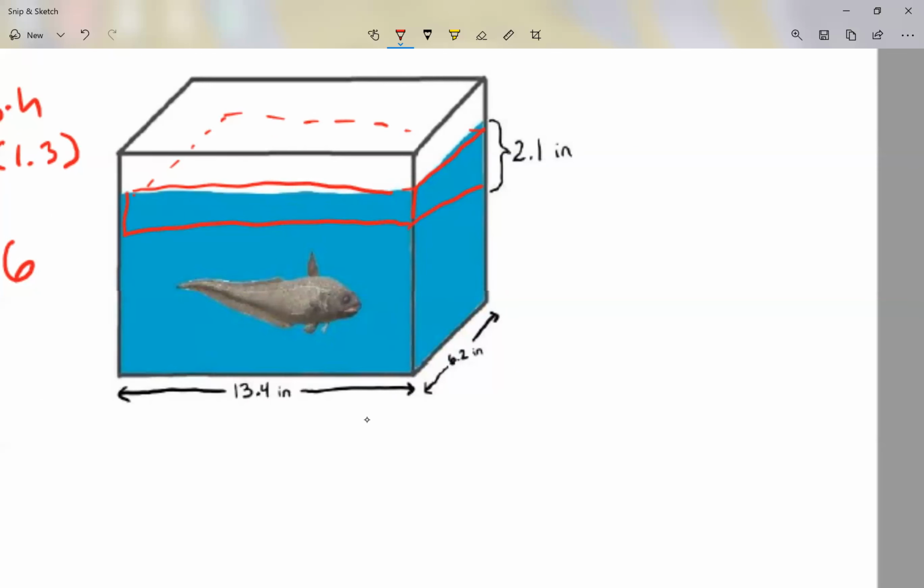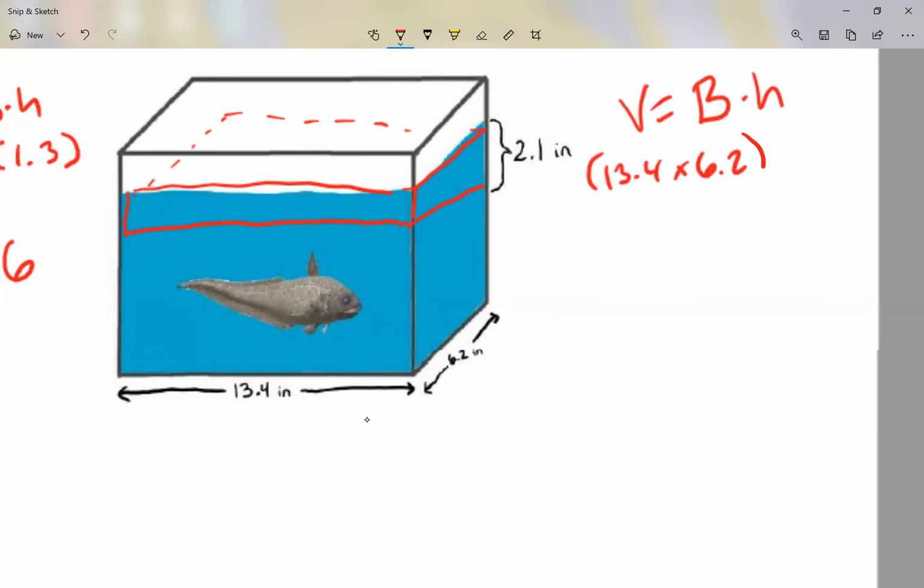You guys are very, very curious how big your fishes are. Do this. Measure your fish tank, put the fish in there, and you guys are going to see how much the water changed. So again, I'm going to say my volume of this fish in here is going to be area of the base times the height. The base is a rectangle. It's a 13.4 by 6.2 inches. That's the base. The height in this case is 2.1.